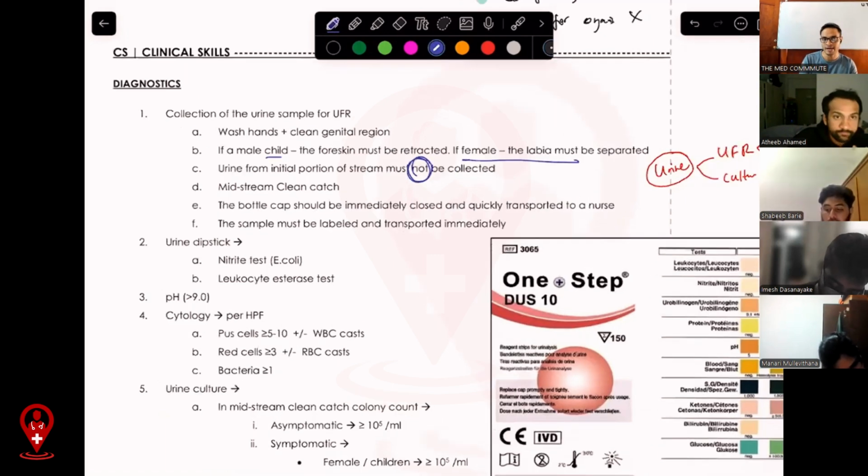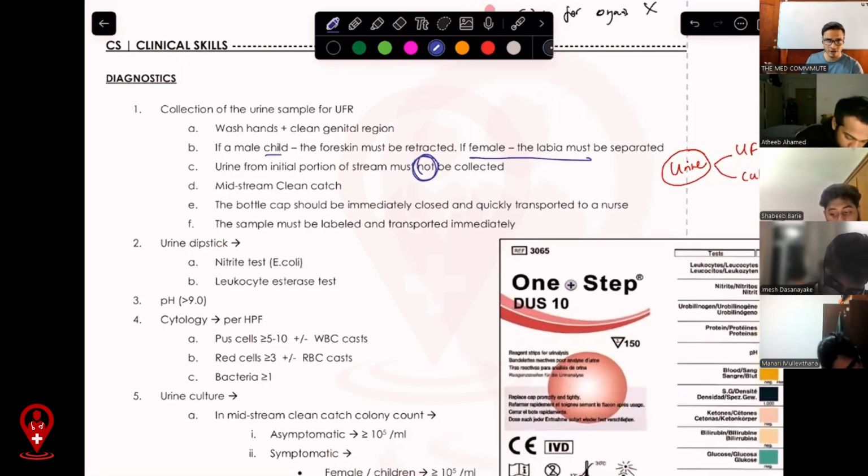Usually, you will see in some guidelines, they say we prefer the early morning voided sample. Early morning, as the child wakes up, the first urinary sample is the one we like to take.